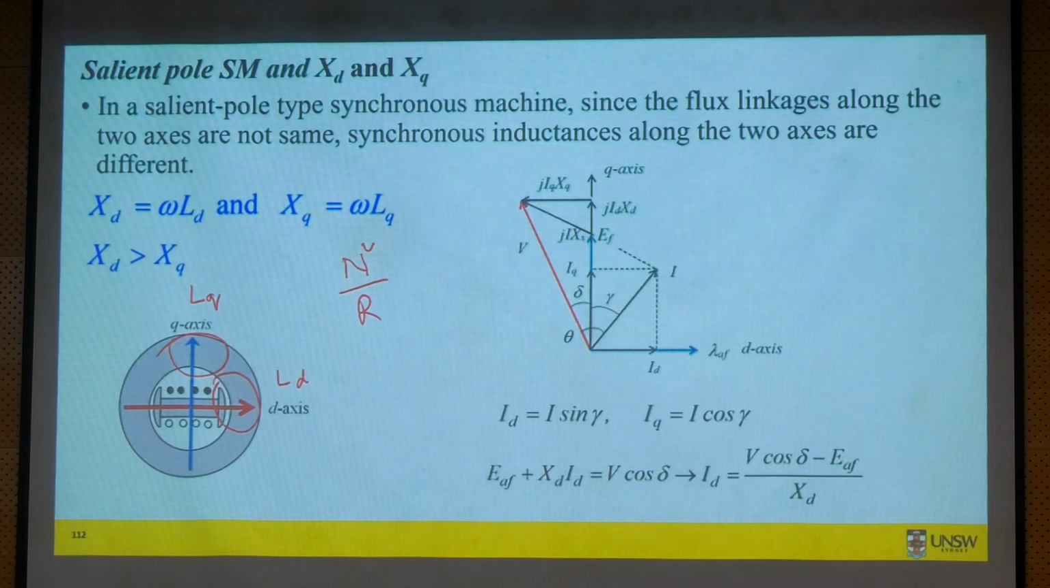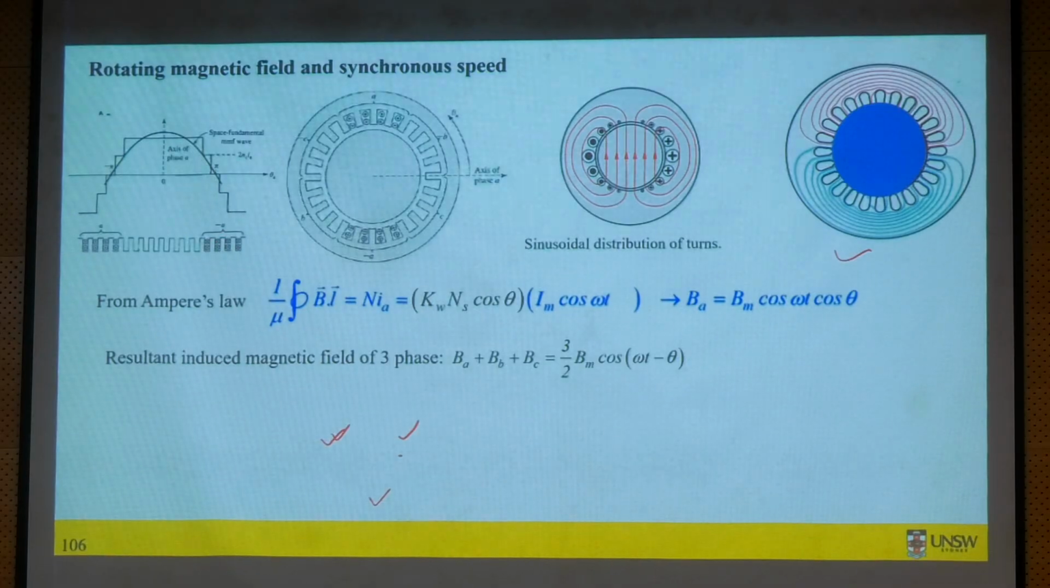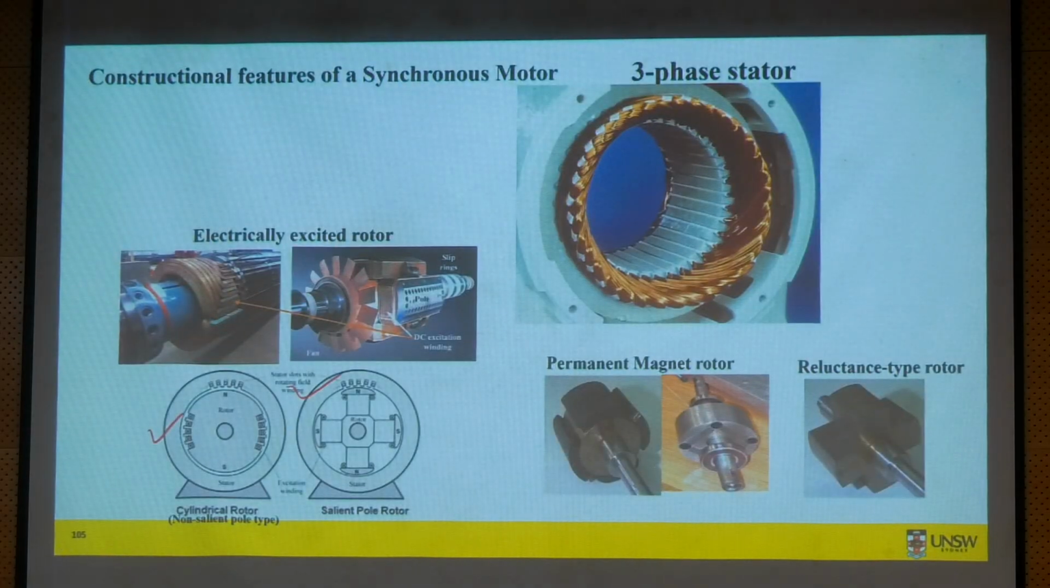If you have a salient pole type machine, which one is salient pole? Let's go back to these two rotors. One we call surface type, another one we call IPM. One of them behaves like a salient pole machine and the other one behaves like a uniform pole machine. Which one do you think will behave like a salient pole? IPM. So why does the IPM behave like a salient pole machine?